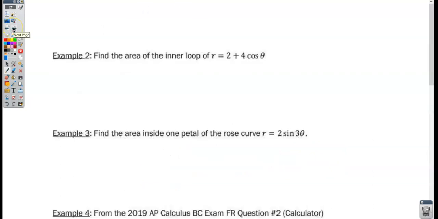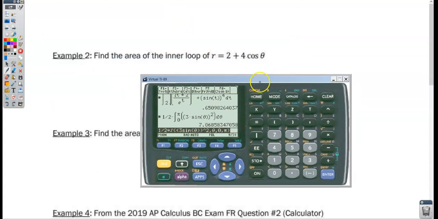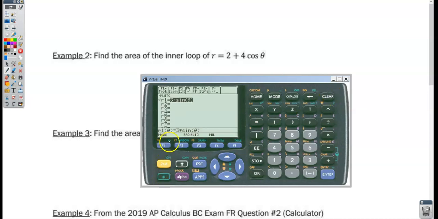Example 2. Find the area of the inner loop. Inner loop? What? The inner loop of r equals 2 plus 4 cosine of theta. I feel like we really need to look at this graph because it says something about an inner loop, and I have no idea what that even means right now. So let's go ahead. By the way, I'm kidding. I know what that means, but maybe you don't know what that means right now. Let's go ahead and graph this.